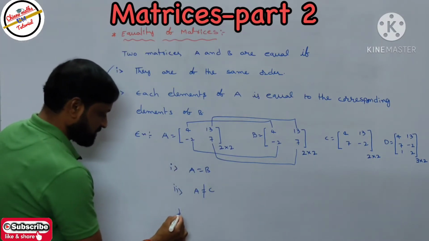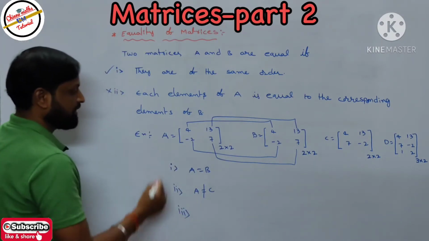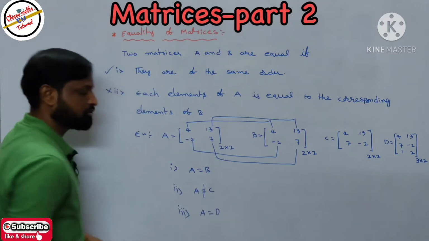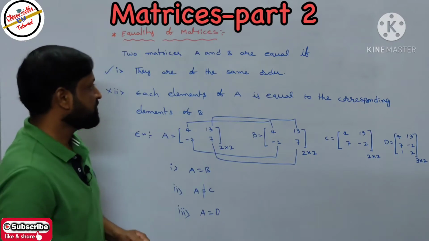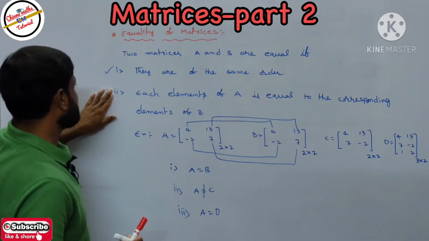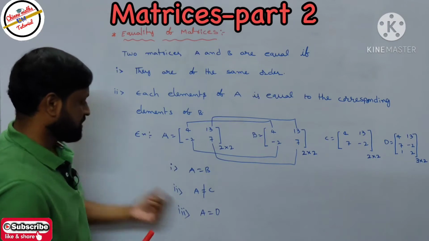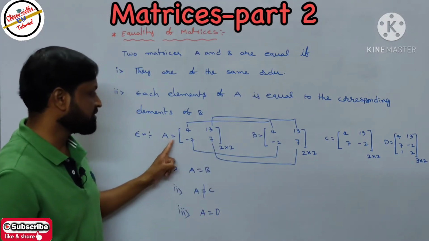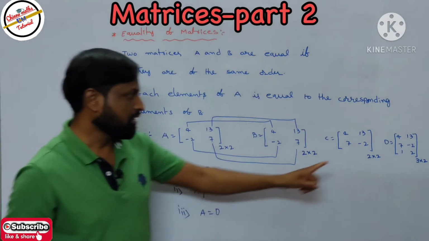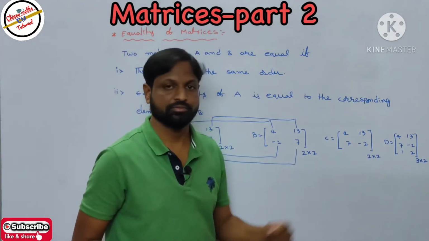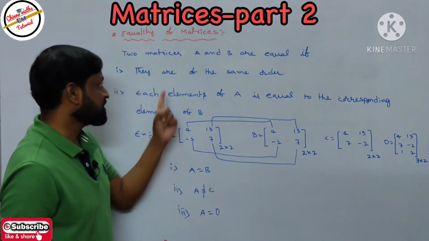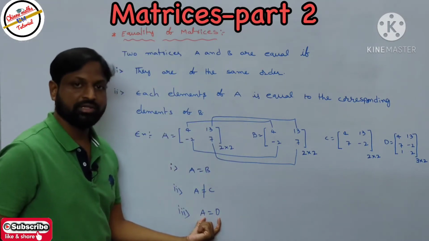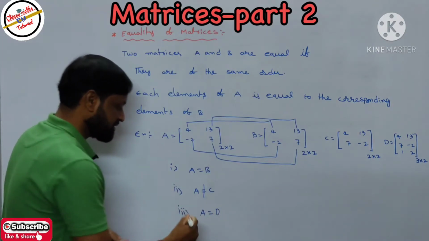Okay. Next, the third case. I will take one more. A equal to D. We have to verify whether these two matrices are equal or not. What is our first condition? The first condition is that both matrices have the same order. The order of matrix A equals 2 by 2. The order of matrix D equals 3 by 2. So it is not satisfying the first condition. They do not have the same order. So A is not equal to D.